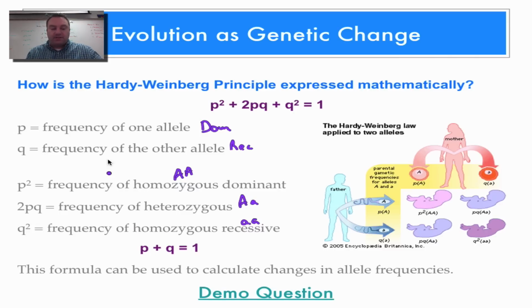So in other words, the frequency of the dominant allele and the frequency of the recessive allele has to equal 1, because 1 is the equivalent of 100%. So if we only have two alleles in this gene pool together, they have to equal 100%. All right, so let's look over here on this picture.